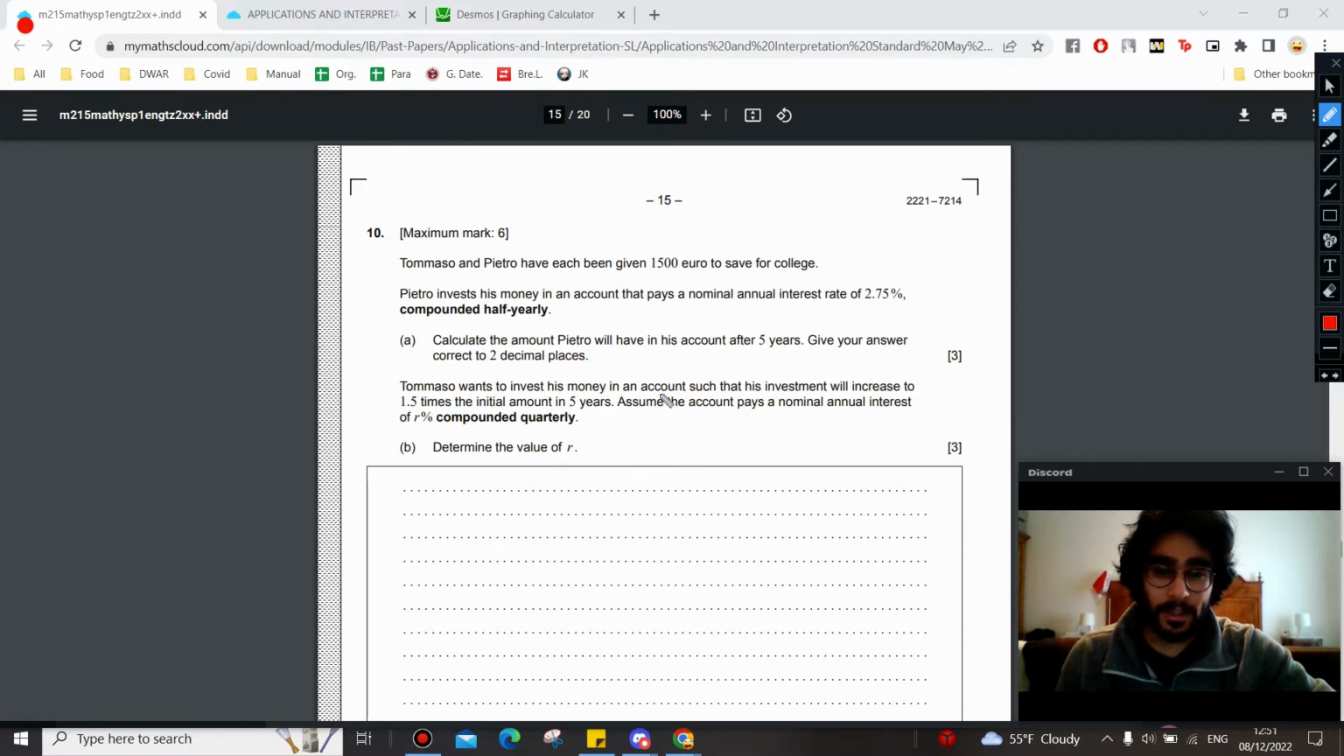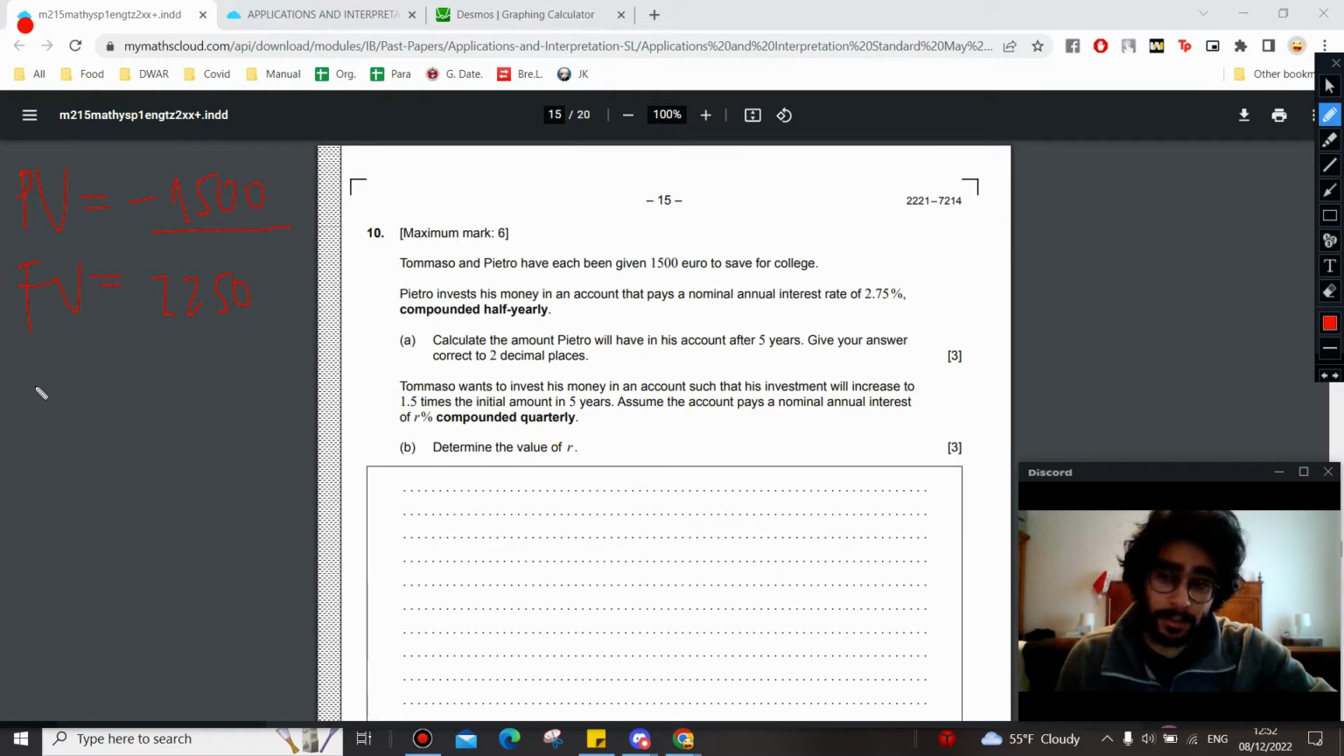Okay, part B. Tommaso wants to invest his money in an account such that his investment will increase to 1.5 times the initial amount in 5 years. Assume the account pays a nominal annual rate of R compounded quarterly, determine the value of R. Again, we need to do the same thing. In the GDC, your present value is negative, 1,500, but your future value will be positive, 1.5 times 1,500, which is 2,250.